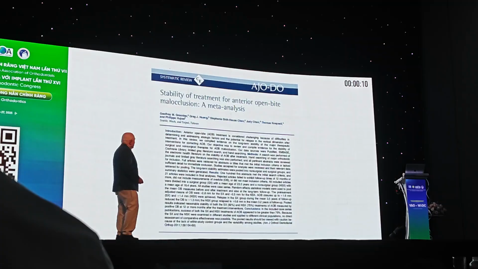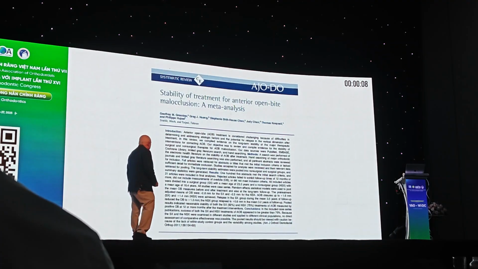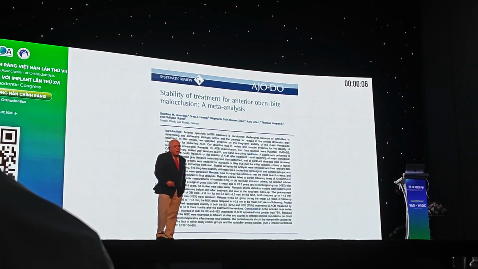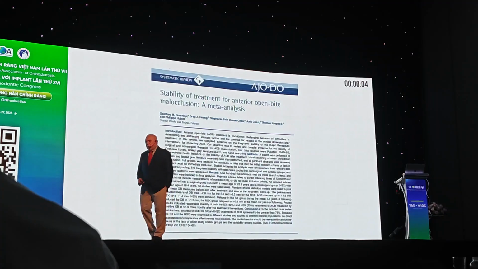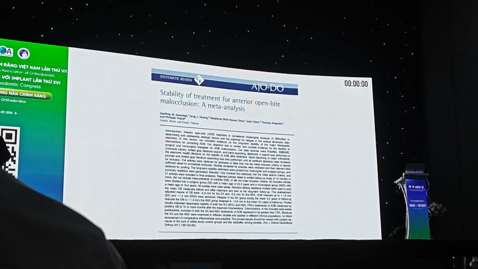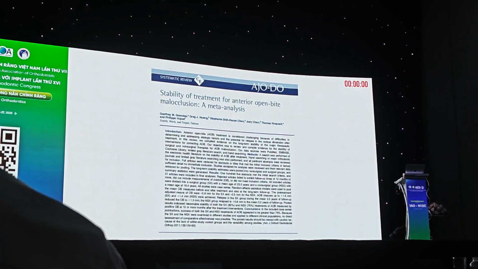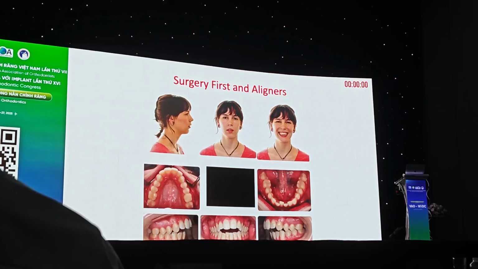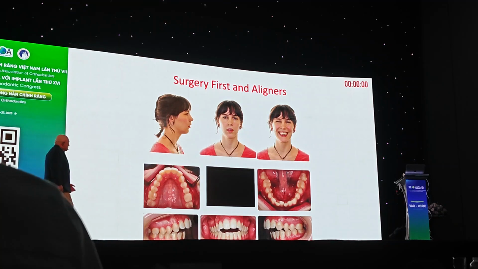Stability of open bite. You can see that you can lose about 1/3 of the intrusion of the posterior teeth regardless. So what does that mean? If I intrude 2 millimeters, I'm going to only have left about 1.2 millimeters of it. So a lot of times you look at these patients and we say, I wish I could have done something different.